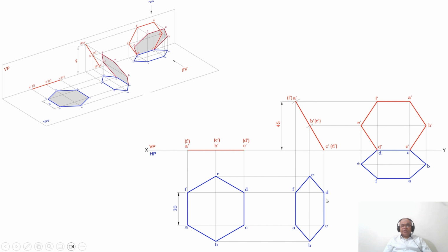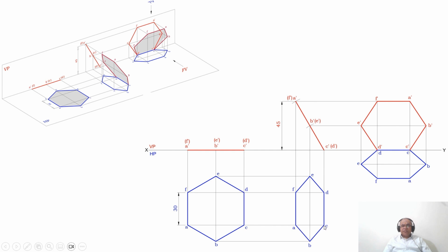So what we need to do is take the distance from C to D by using the compass. Consider any point on this XY line and mark it from here to here, and mark this point as C and this point as D. Through C and D, you draw perpendiculars in the top view.